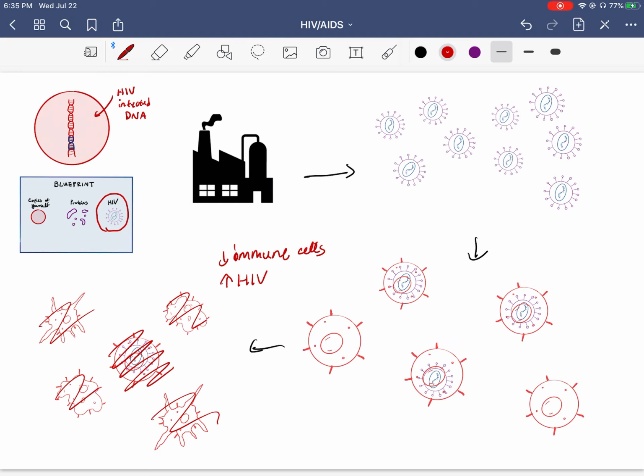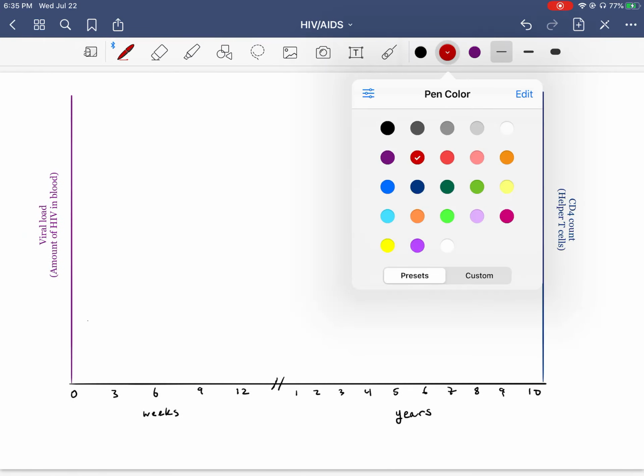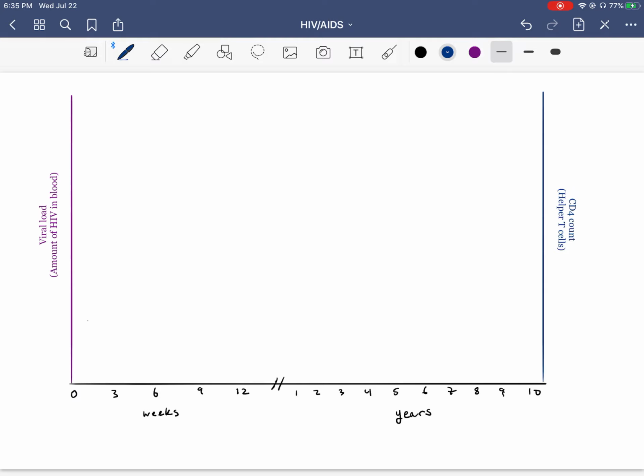Let's now visualize the progression of HIV in our body by looking at the standard progression of HIV and T cell count in our body once we've been infected by HIV. On the x-axis, we have time, and on the left y-axis, colored purple, we have the amount of HIV in our blood, also referred to as the viral load. And on the y-axis on the right, colored blue, we have the number of CD4 helper T cells in our body.